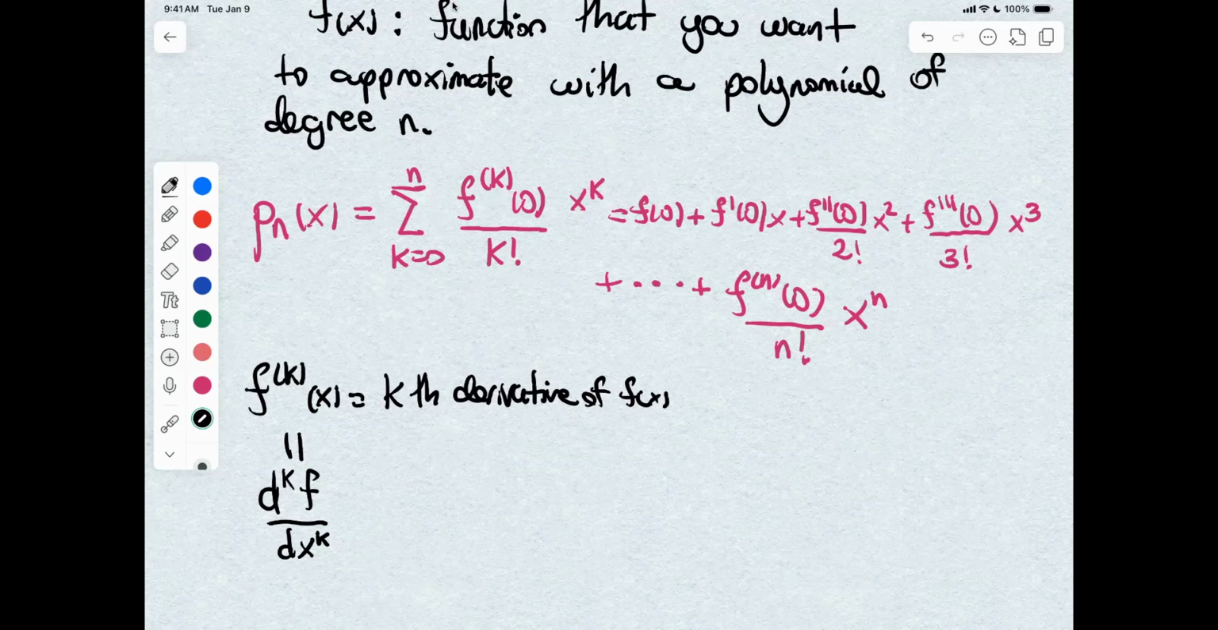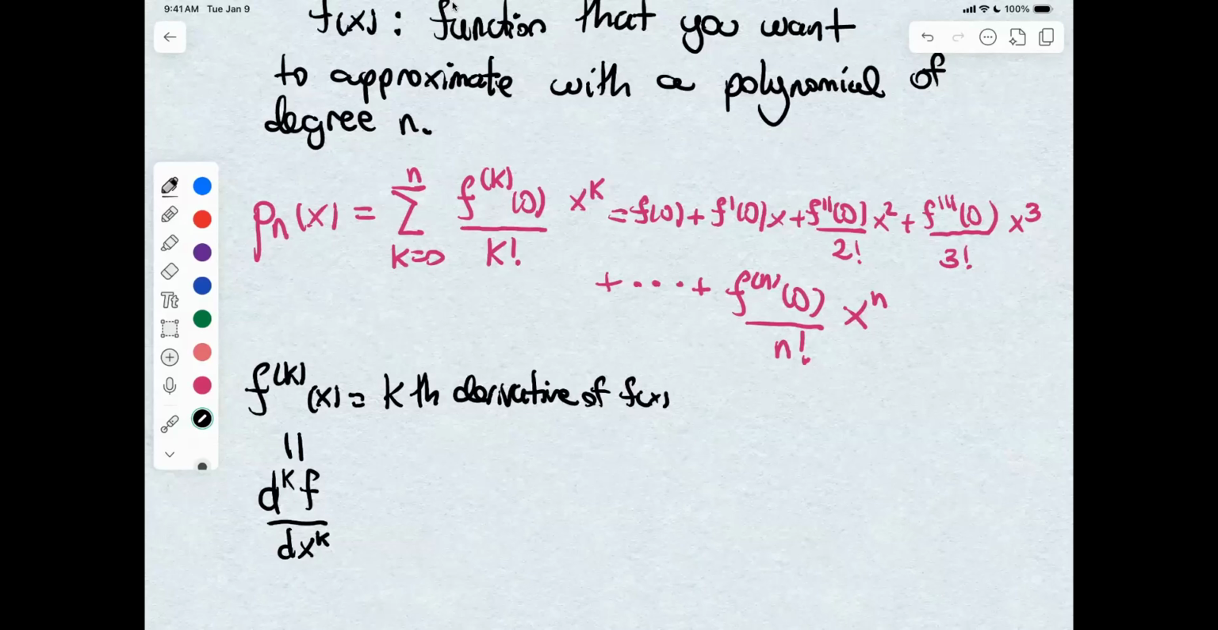What I was trying to say before moving on to the formula in the general case is that what's nice about this polynomial is that it coincides with the function at zero. The value of the function is the same as the value of the polynomial. The first derivatives are the same. The second derivatives are the same, up to the nth derivative. It's designed so that it works that way.